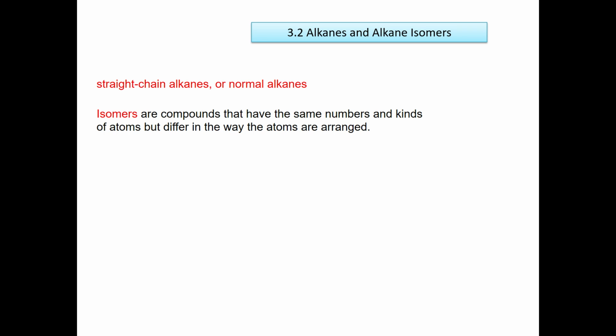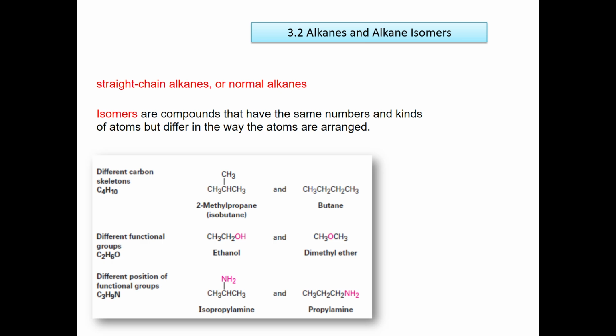We can have straight-chain alkanes or normal alkanes, and isomers are compounds that have the same numbers and kinds of atoms but differ in the way the atoms are arranged. That means the matrix of the bonds of the molecule is different. Here you can see, for example, butane is 4 carbons in a row. 2-methylpropane, you see that it has this form of a Thai fish.